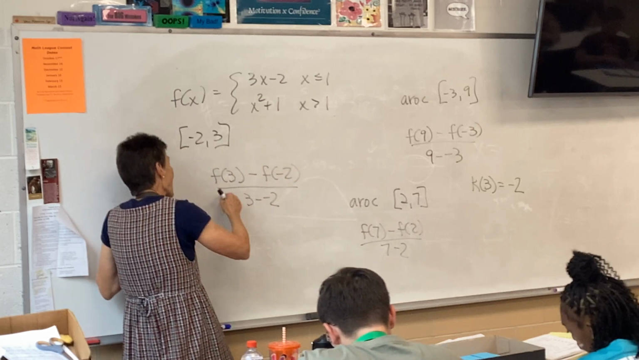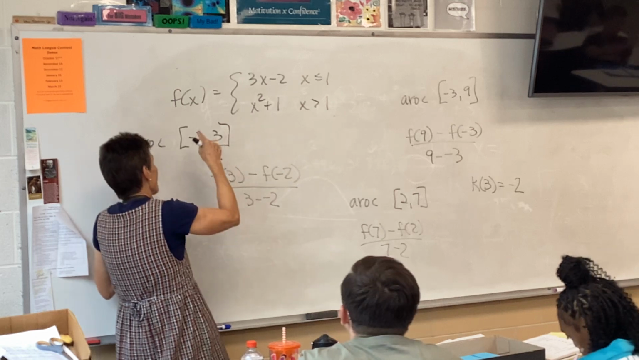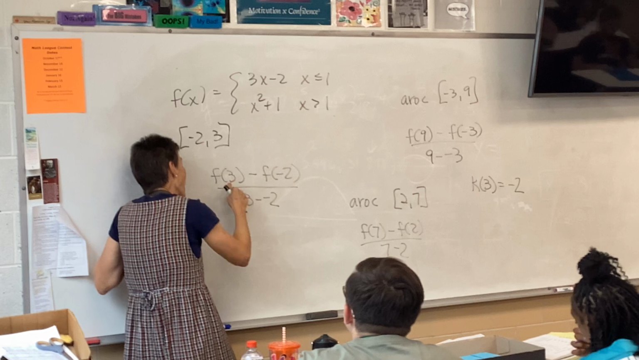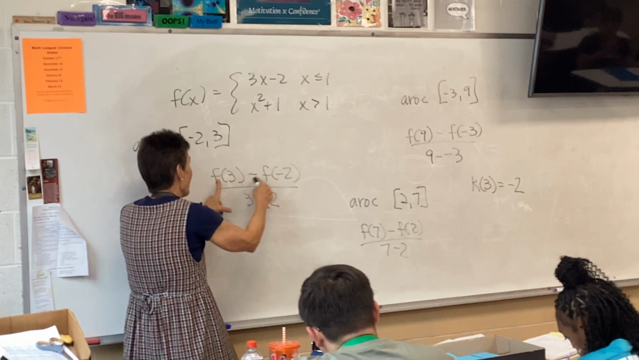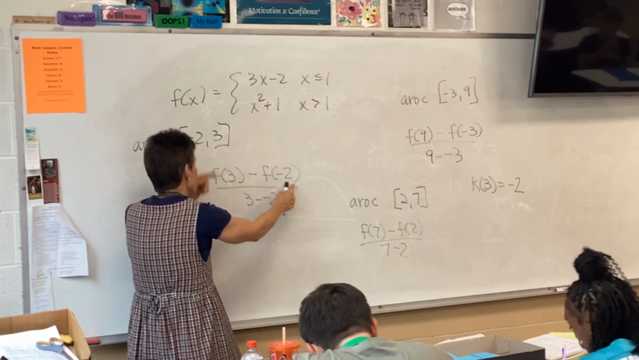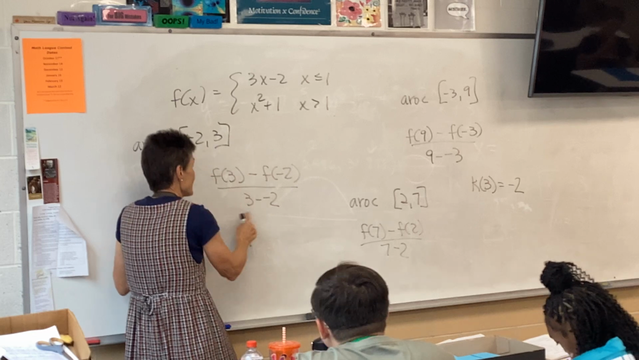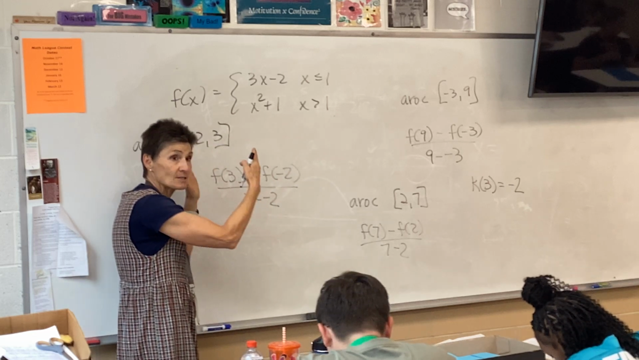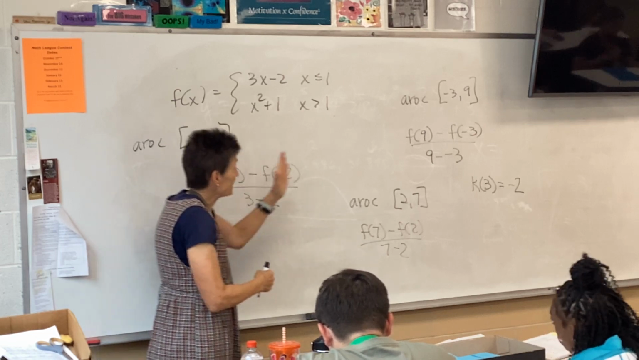If I'm doing average rate of change from -2 to 3 on that interval, it's the y value at 3 minus the y value at -2 over 3 minus negative 2. Are you clear on that? That is huge.